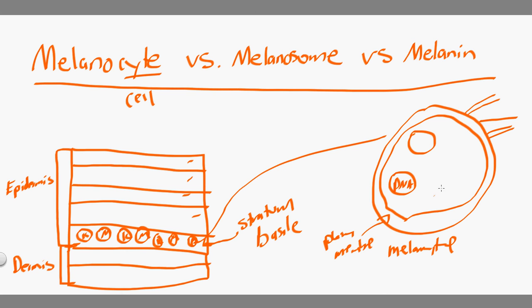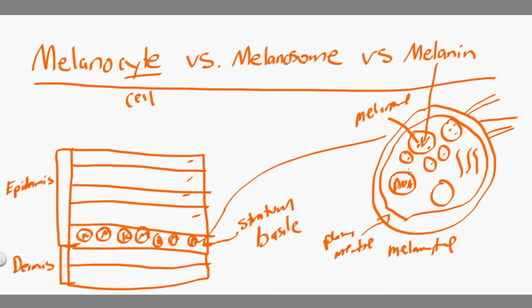Now, inside of the melanocyte, you have DNA, and then you have some other organelles, regular stuff that's going on. And you also have the melanosome. Now, the melanosomes are little bubbles that are floating around in this cell, and inside of the melanosome is melanin, the little dark spots. So you have the melanin inside the melanosome.